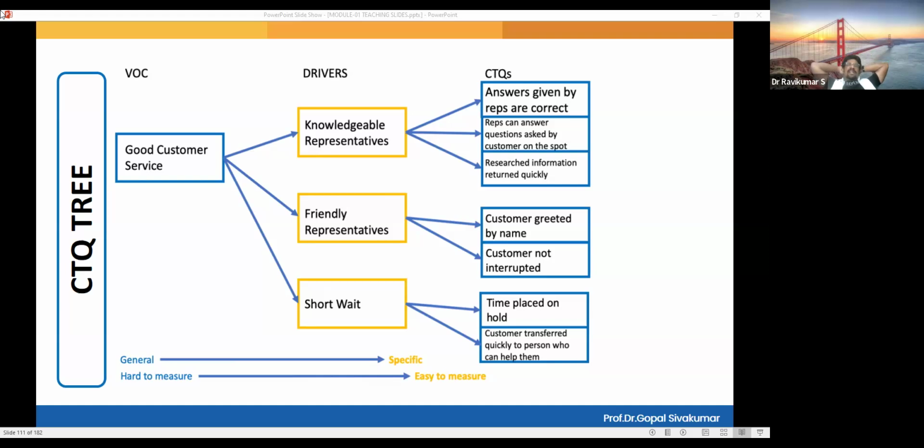So when it comes to the VOC, good customer service, the important CTQs which are identified are on the right-hand extreme. The drivers are the ones which will help you to identify the important CTQs. This is how you can convert the voice of the customer into a measurable target.